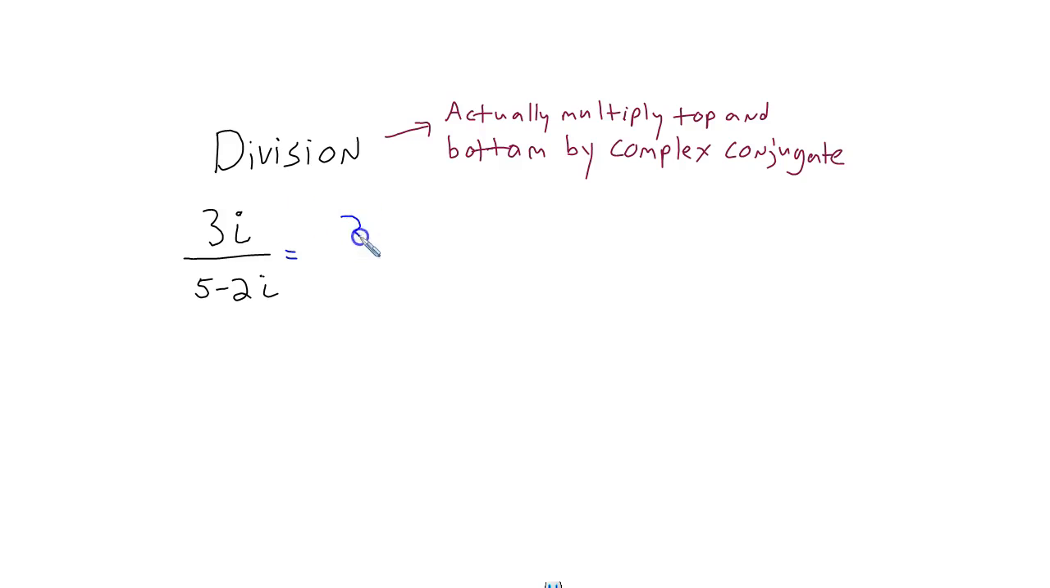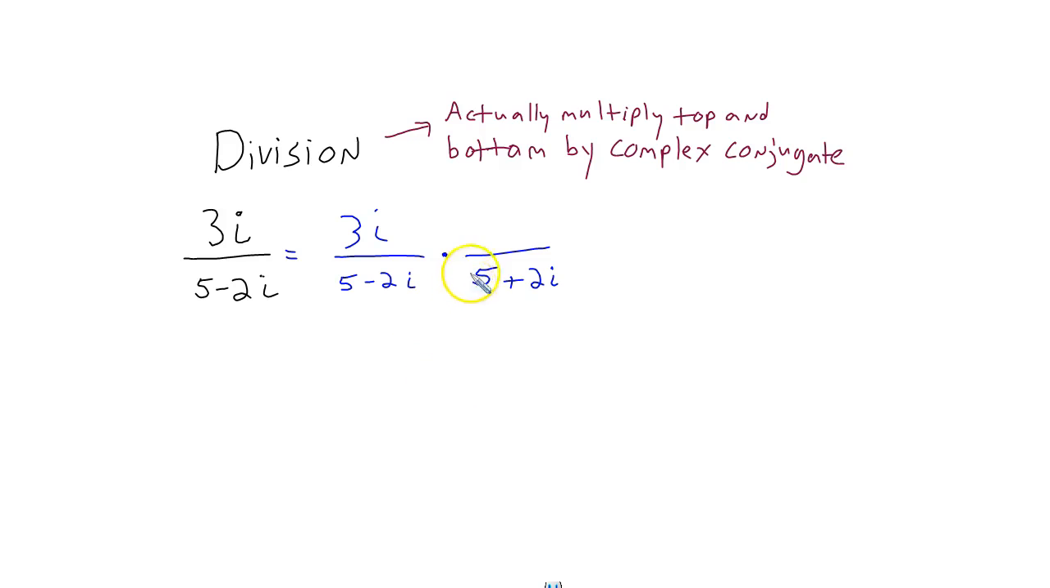Okay, so we're going to take the top, 3i, and we're going to take the bottom, 5 minus 2i. And we're going to multiply by the complex conjugate, which is the bottom, with the sign changed. You have to remember to do this. So 5 plus 2i would be the complex conjugate of 5 minus 2i.